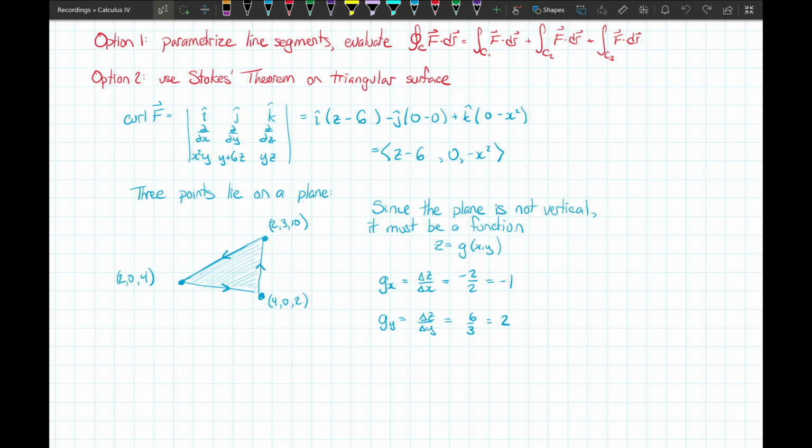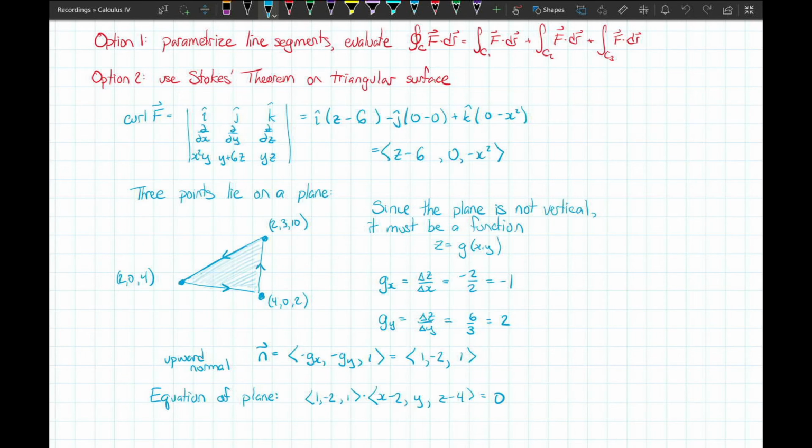Now that we know the partial derivatives gx and gy, we can already get an upward normal since this is a plane. It gives us the upward normal of (1, negative 2, 1). And since this is a plane, it's going to have the same normal vector at every point on the triangle. Let's see if we can come up with the equation of the plane. We're going to need that in order to get the z in our curl vector replaced with some function of x and y. Now, we could use any of the points, but let's use (2, 0, 4).